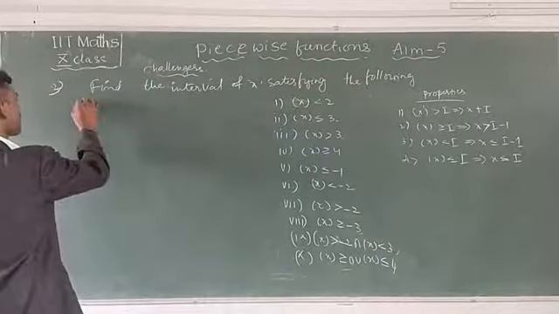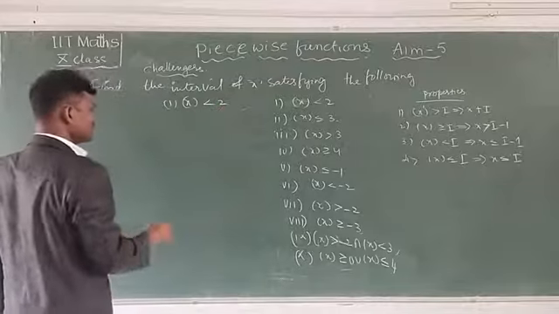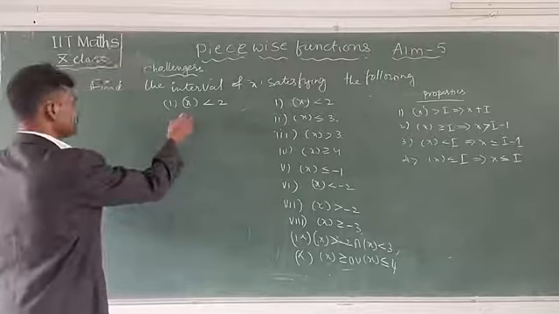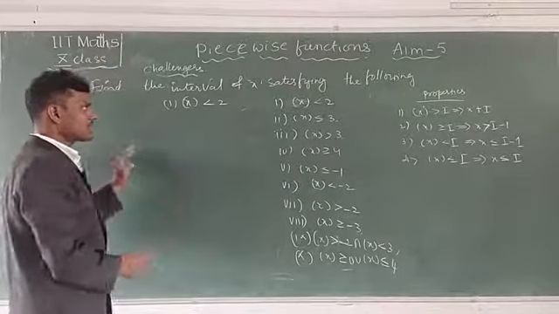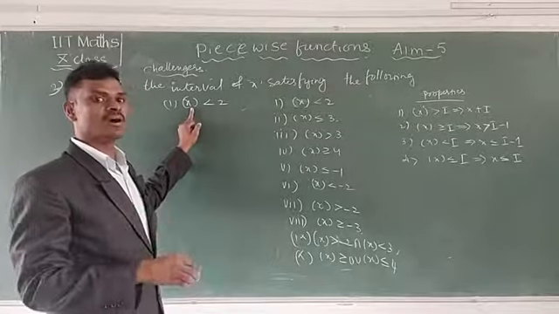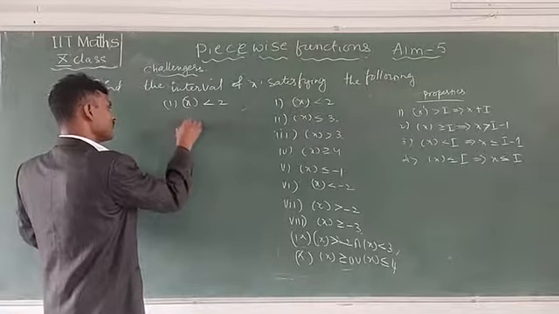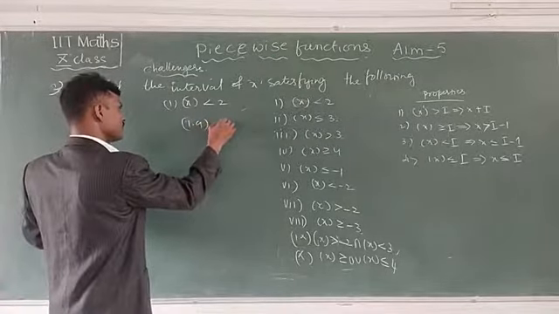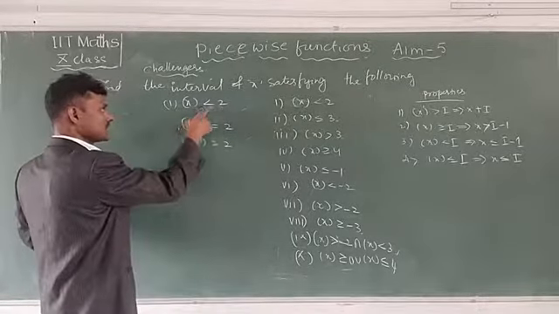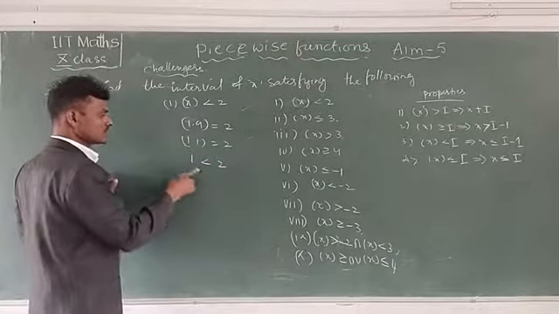See our first problem: step x is less than 2. Without using this formula, I will explain first. This is a least integer function. Step x means the least integer function, that is, greater than or equal. Suppose you take 1.9. Step of 1.9 is 2. 1.1 also gives 2. But 2 is less than 2 is not possible. That's why you can take 1. 1 is less than 2, this is correct.